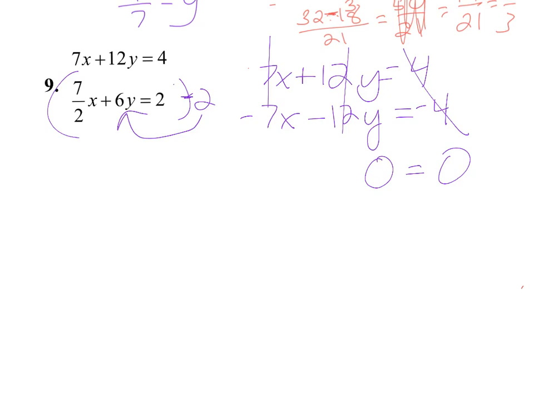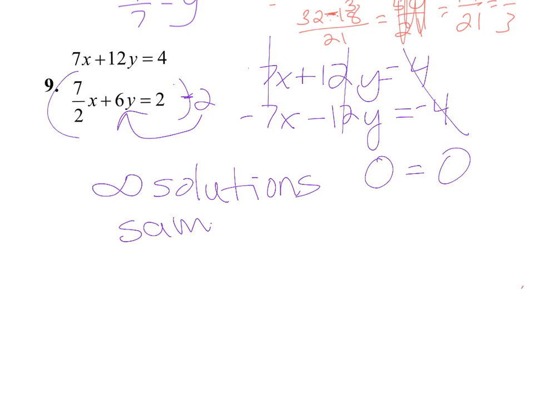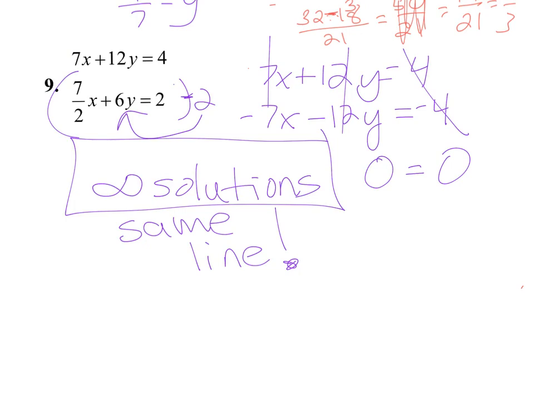If I had not done the negative, I would have ended up with 7x plus 12y equals 4, and you'd see exactly they were the exact same line. So 0, 0, my answer is infinite solutions. Same line. Okay. There we go. And we're done. So I will get this all uploaded.